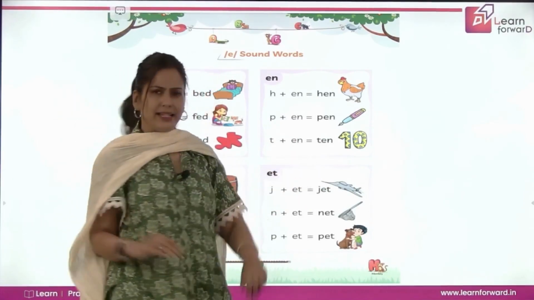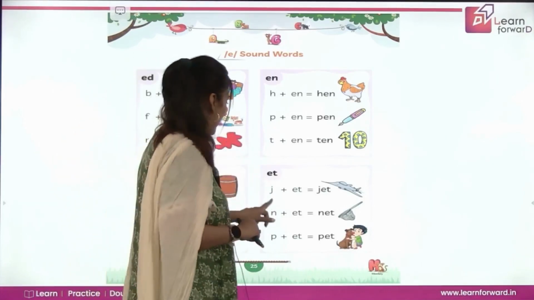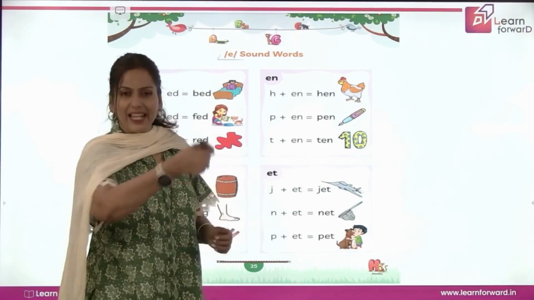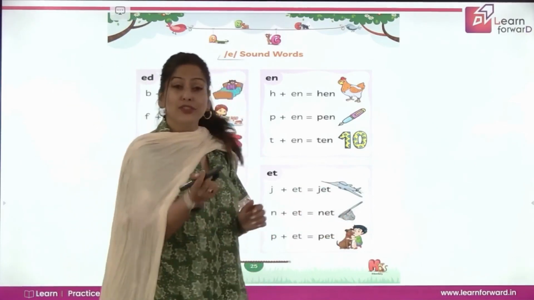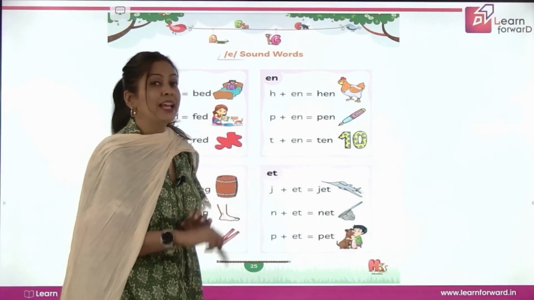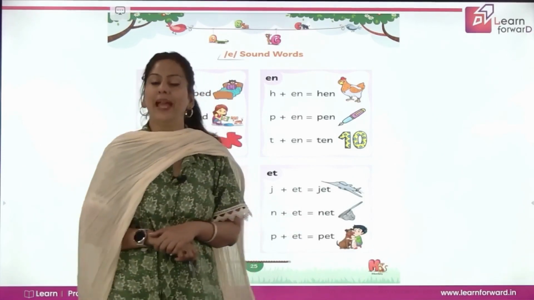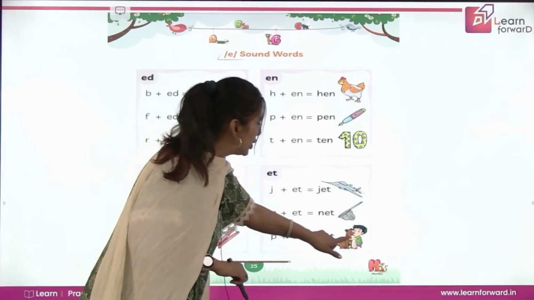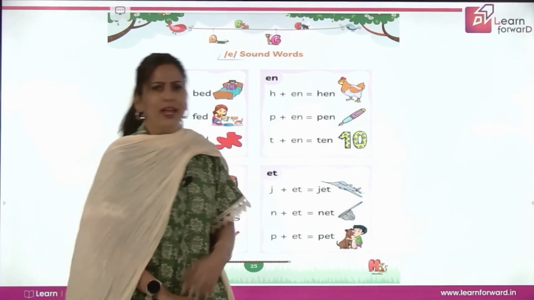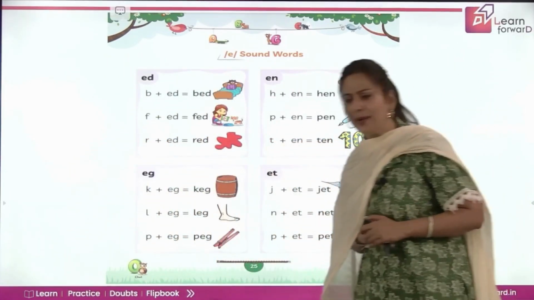Now ET sound. J plus ET, jet. N plus ET, net. It's used for catching the fishes. Now P plus ET, pet. Oh, there's a cute pet. Do you have a pet at home? I do have a pet. Its name is Togo. What's the name of your pet?